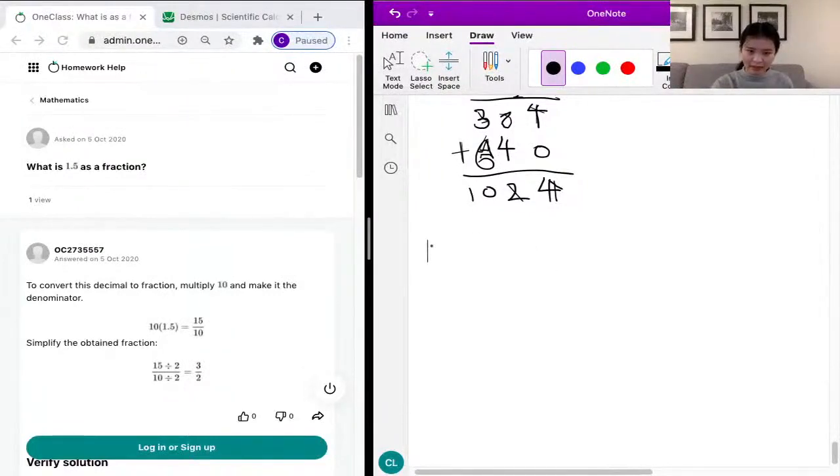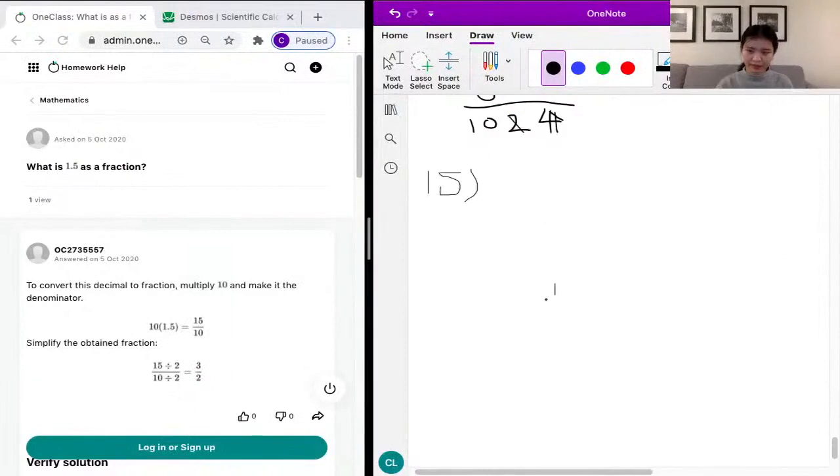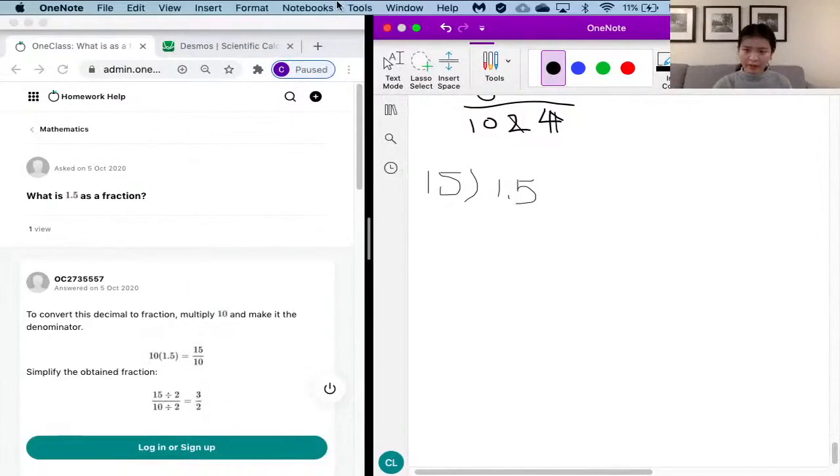Okay, so let's get to our 15th problem. What is 1.5 as a fraction? 1.5 as a fraction. So we know that the 5 is on the 10th place.